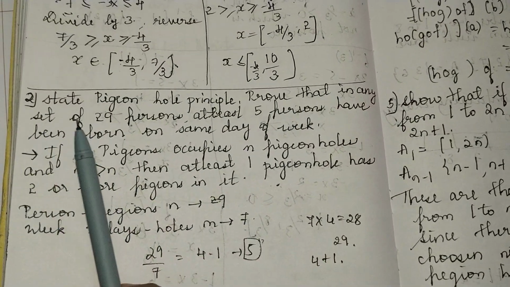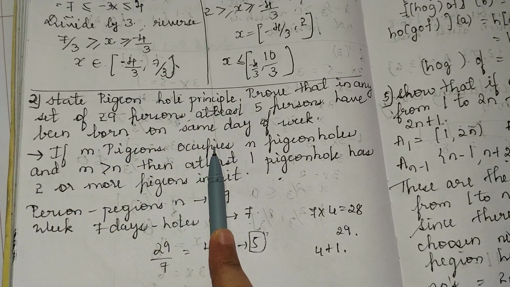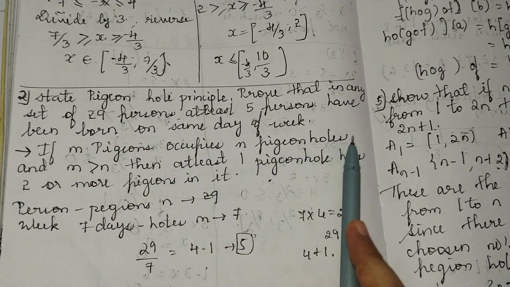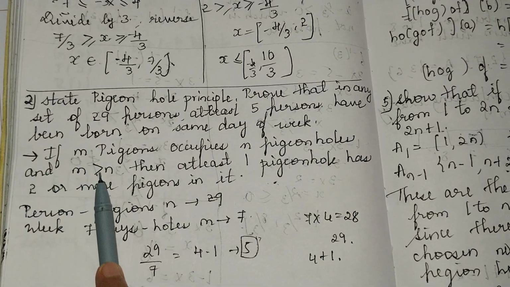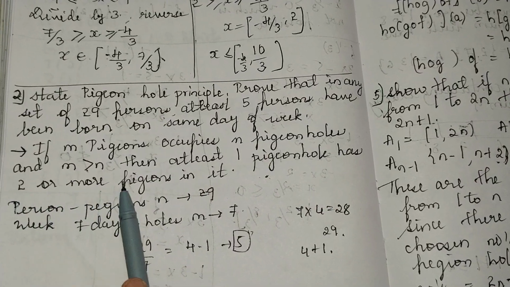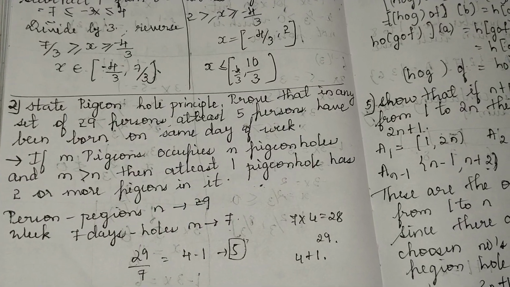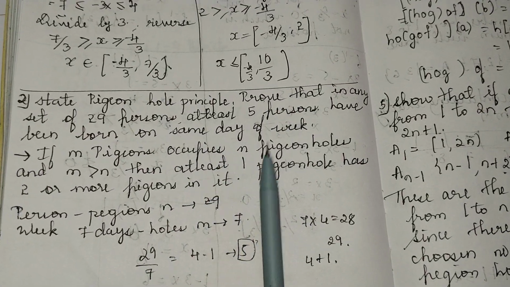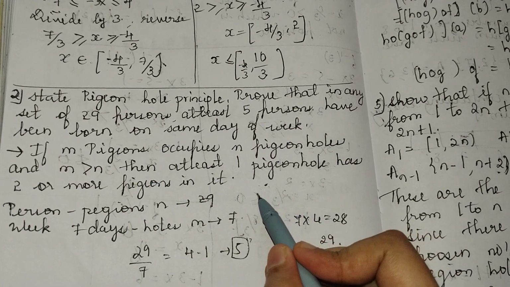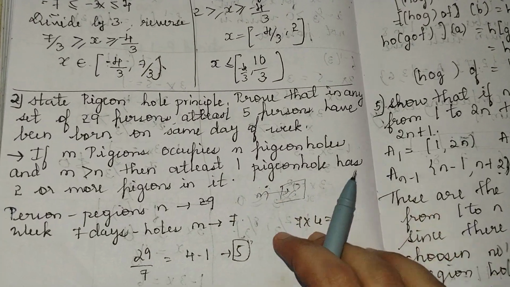Okay, then next one: state the pigeonhole principle. If m pigeons occupy n pigeonholes and m is greater than n, then at least one pigeonhole has 2 or more pigeons in it. So try to draw it and analyze rather than me explaining. How you understand this rule depends on you. It's simple. We consider there are m pigeons and n holes where they will go and sit. That's it.